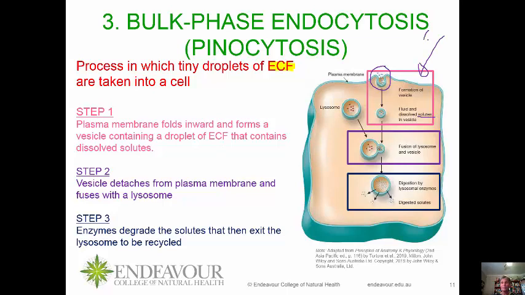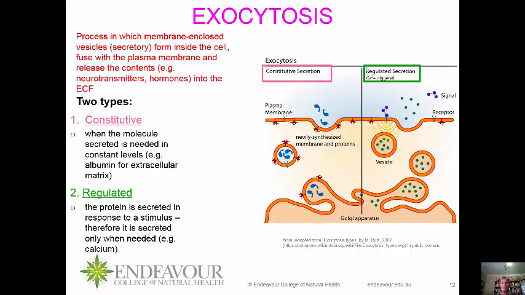Then to step 2, the vesicle fuses once again with the lysosome. So that is step 2, remembering the lysosome contains digestive enzymes. And then step 3, the enzymes that are within it. So this is step 3. The enzymes that are in the lysosome then degrade the solutes that are in that little vesicle, and that then exit the lysosome to be recycled. So that's bulk phase endocytosis, or otherwise known as pinocytosis.